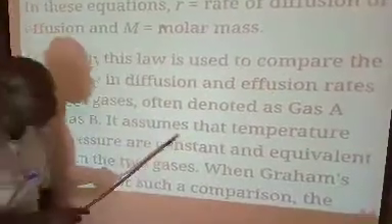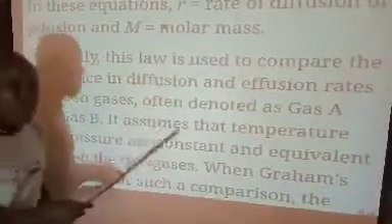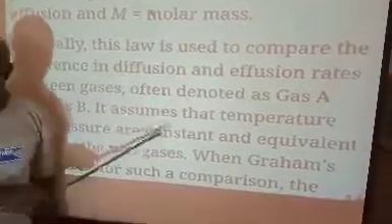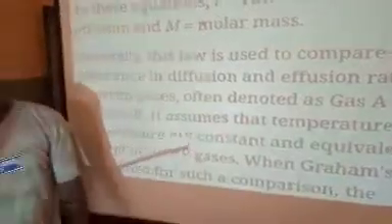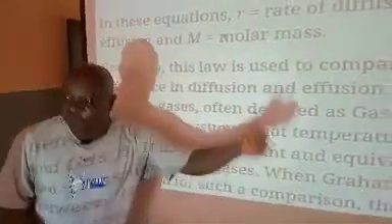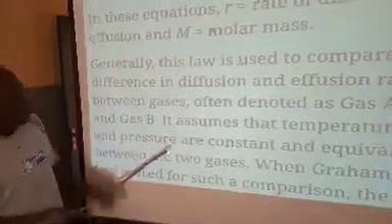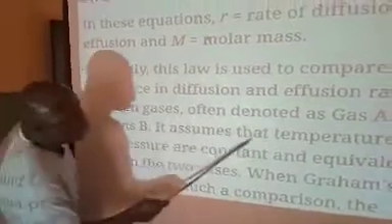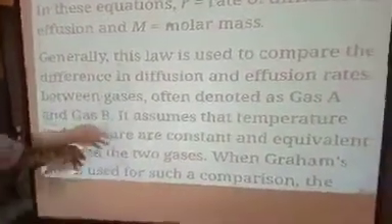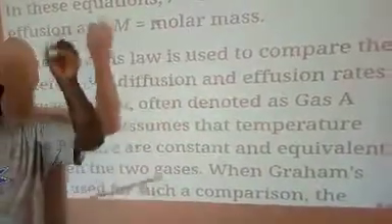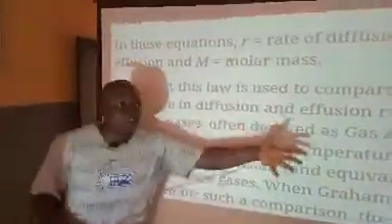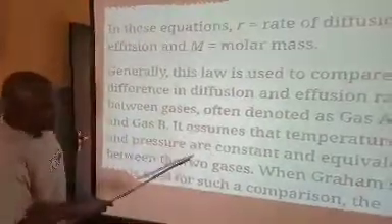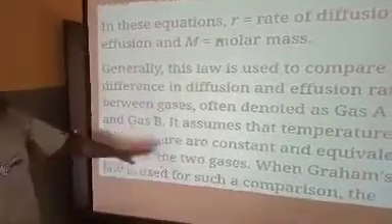Let's take our minds back to Charles' law. When we talked about Charles' law, we talked about the parameters involved, volume and temperature, and pressure is kept constant. When we talked about Boyle's law, we talked about pressure and volume, and we kept temperature constant. So what they are trying to say here is that it assumes that temperature and pressure are constant. For Charles' law, this remains constant. For Boyle's law, this remains constant. So we are bringing the two together now, and they are constant and equivalent between the two gases.